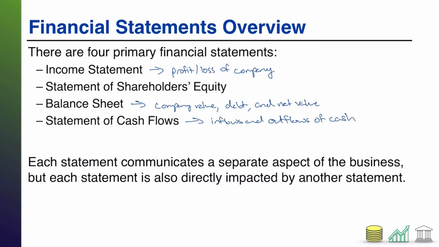Notice I skipped over one: the statement of shareholders' equity. That's because typically introductory accounting students are not expected to know that statement in its full detail. Instead, there's one piece of that statement that matters, and that is the retained earnings calculation. So I'm just going to mark that here. The retained earnings calculation.